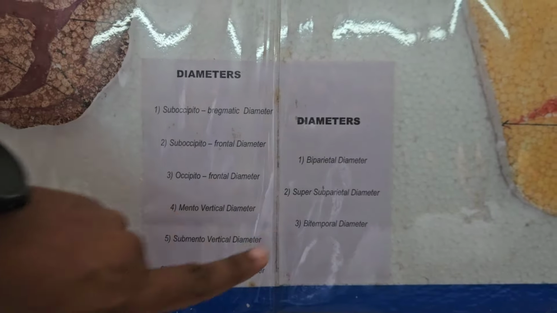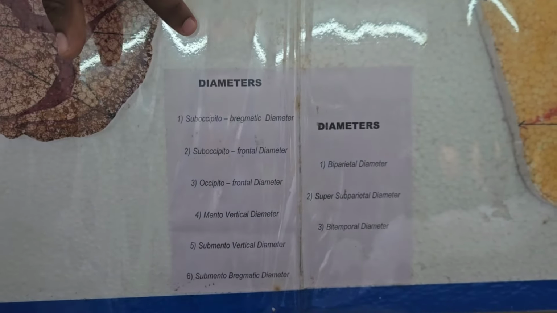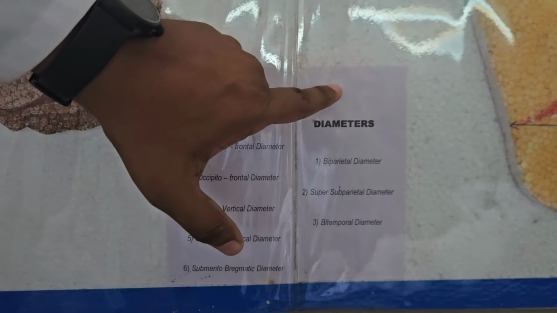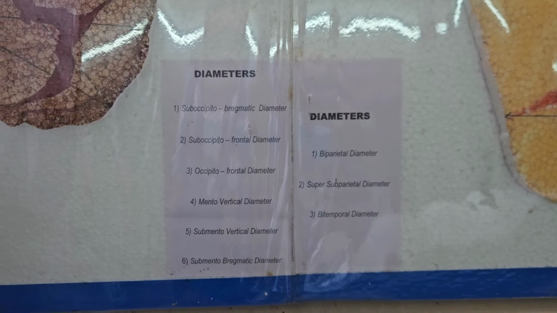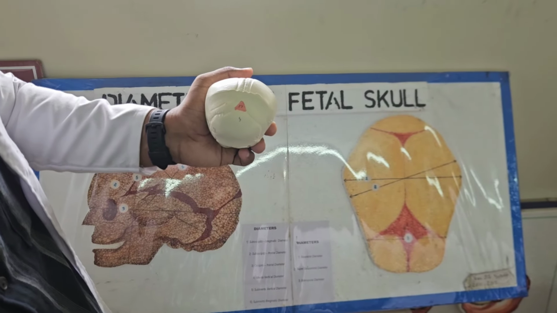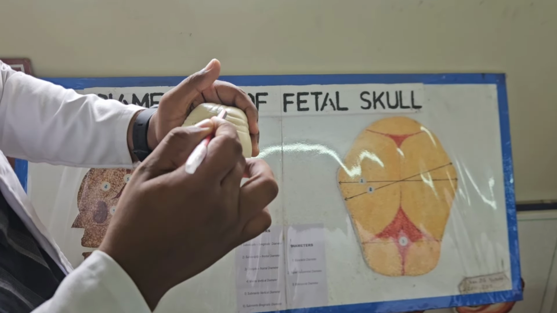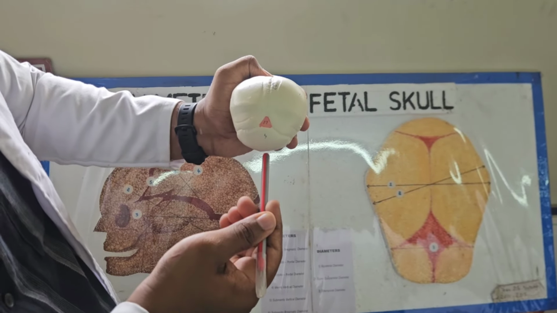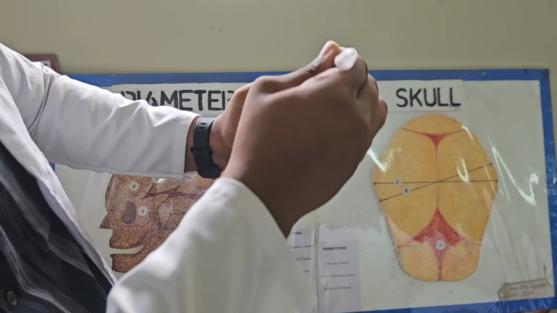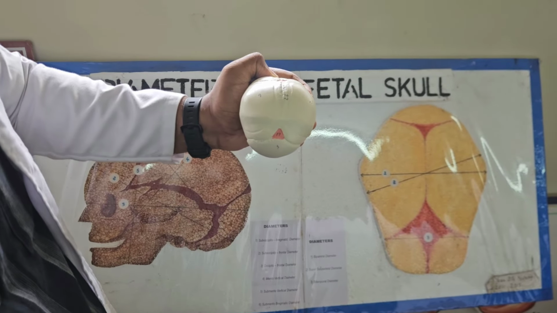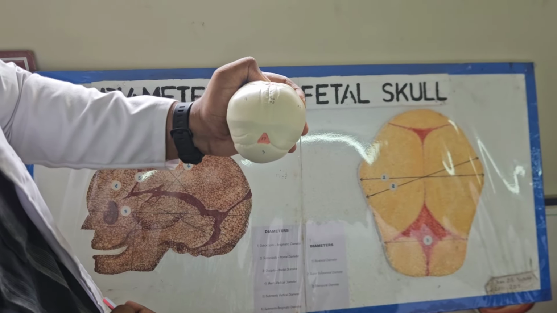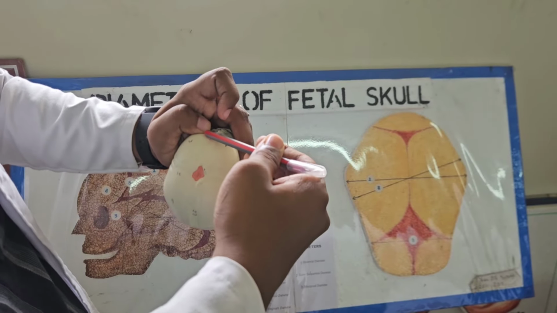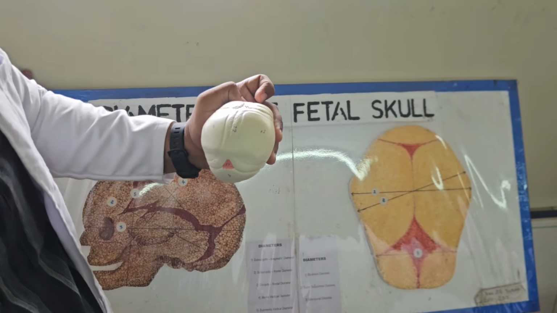So these are the diameters of the fetal skull. There are two types of diameters, that is anteroposterior diameters, these 6, and these three are the transverse diameters. The first anteroposterior diameter is suboccipito-bregmatic, that is suboccipito means under the occiput to the center of the bregma. It is 9.5 centimeter. The next diameter is suboccipito-frontal, that is under the occiput to the frontal suture midline. This is 10 centimeter.